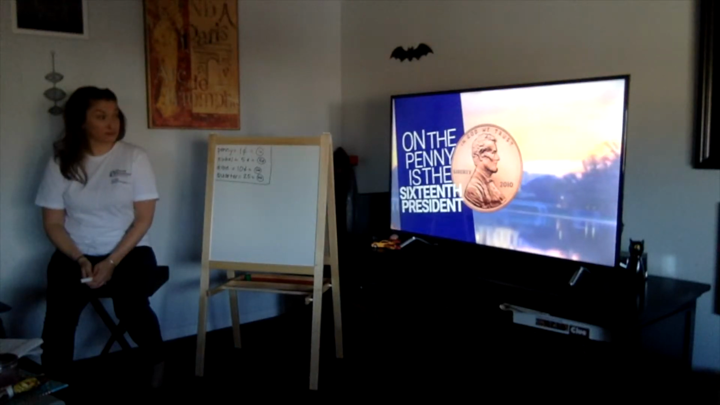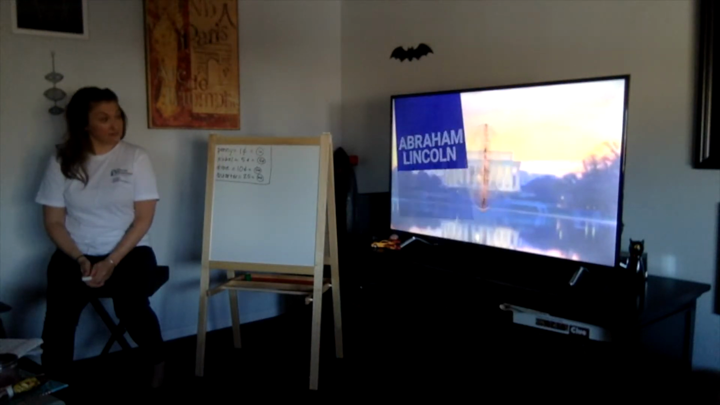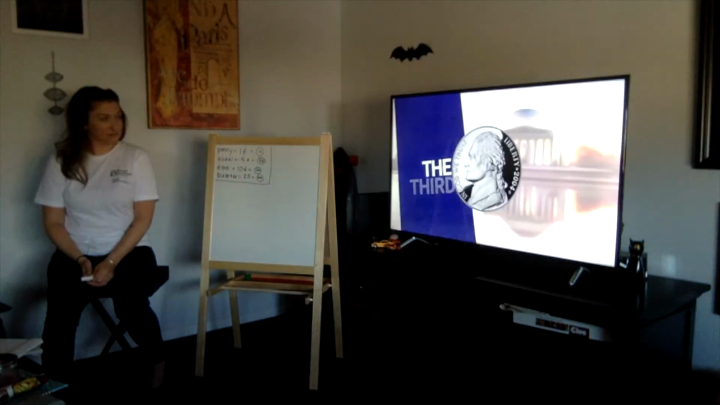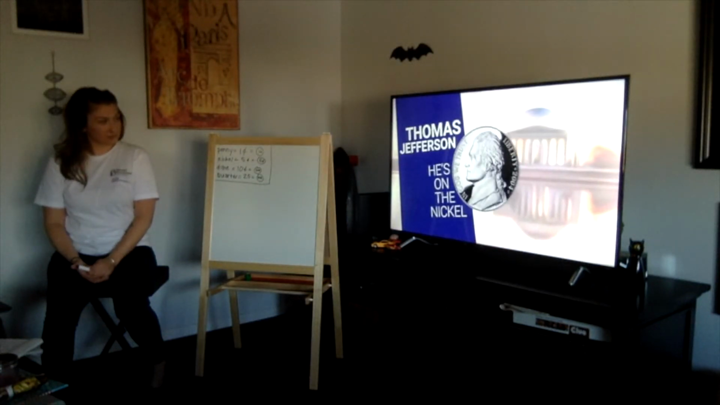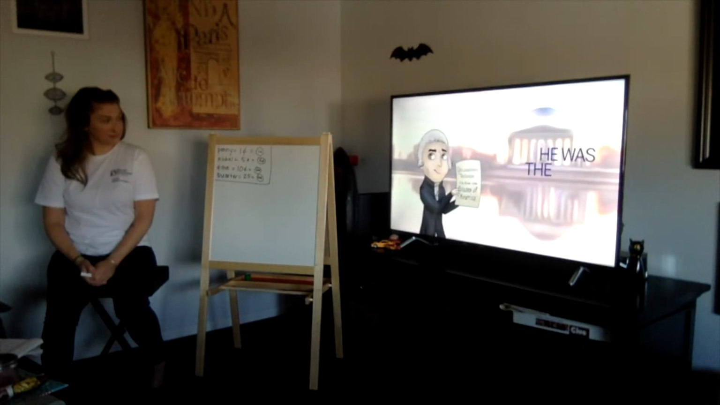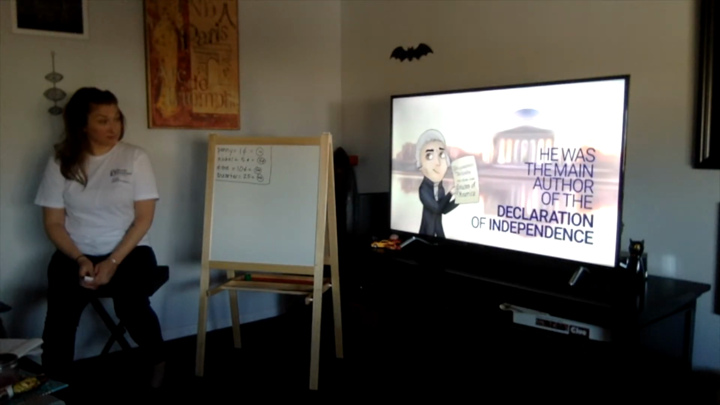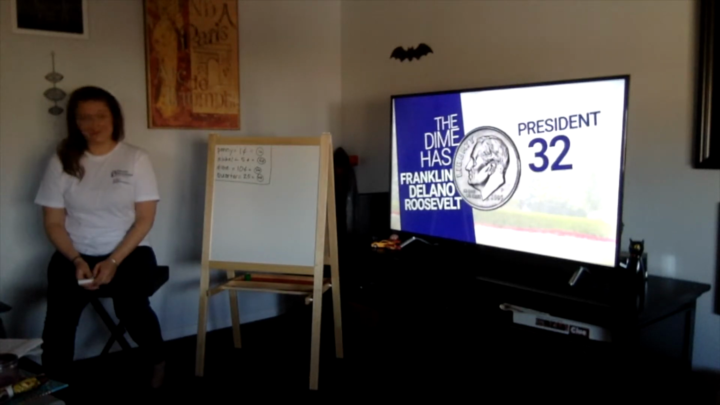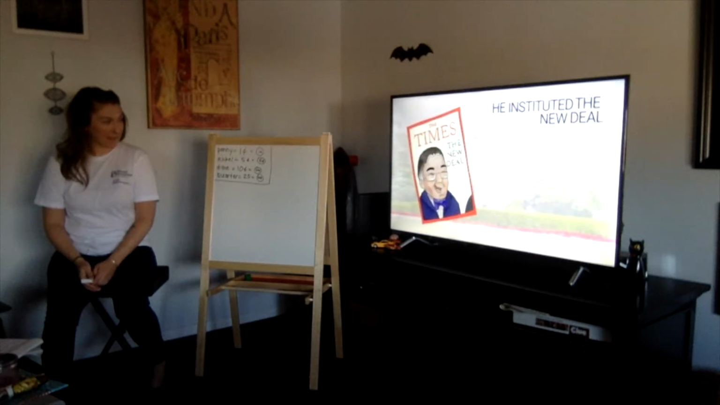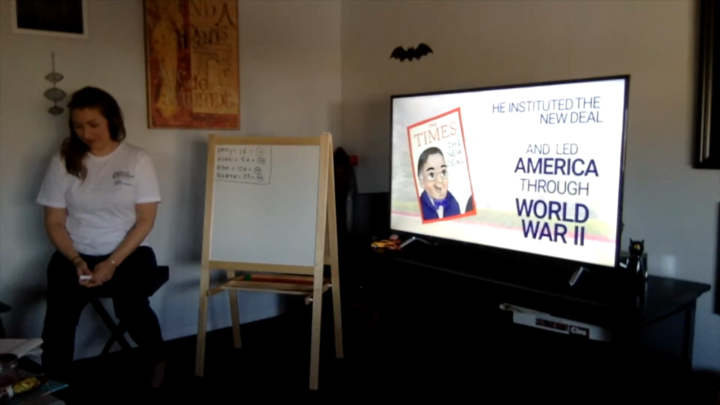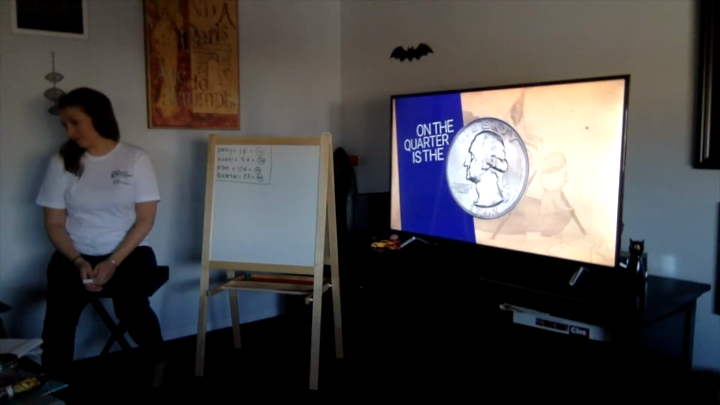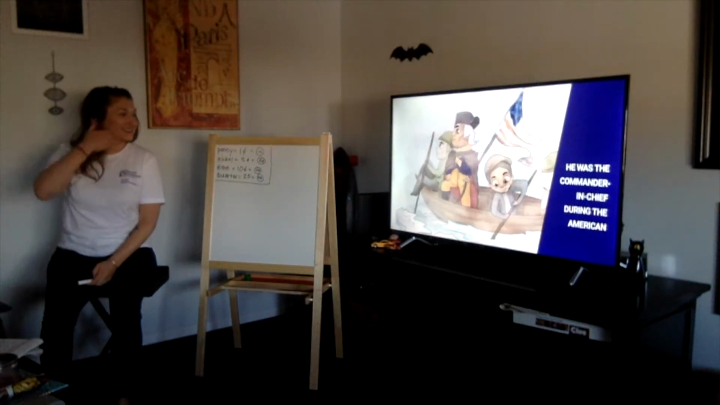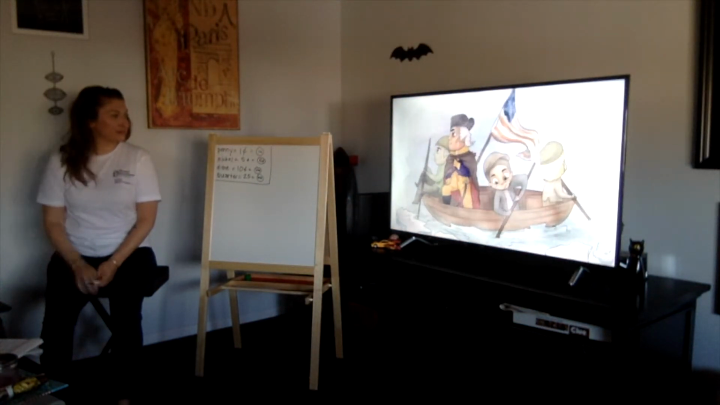On the penny, the 16th president, Abraham Lincoln. He wrote the Gettysburg Address and the Emancipation Proclamation. The 3rd president, Thomas Jefferson, was on a nickel or 5 cents. He was the main author of the Declaration of Independence. The dime has Franklin Delano Roosevelt, President 32. He instituted the New Deal and led America through World War II. Finally, on the quarter of the 1st president, George Washington. He was the commander-in-chief during the American Revolution.